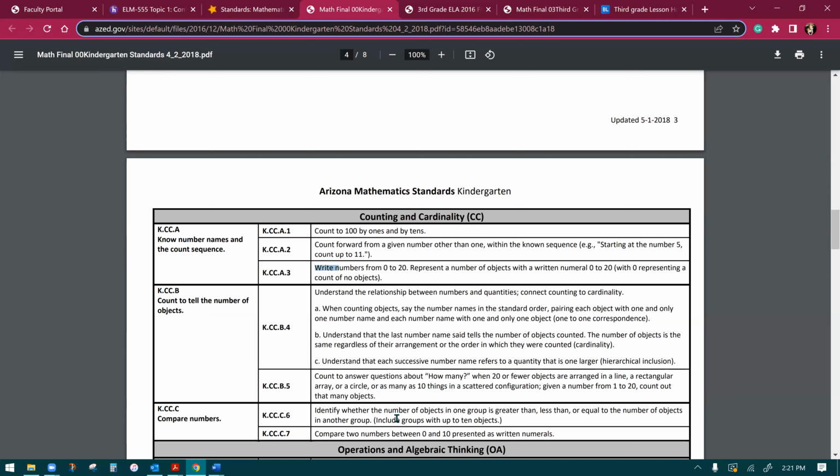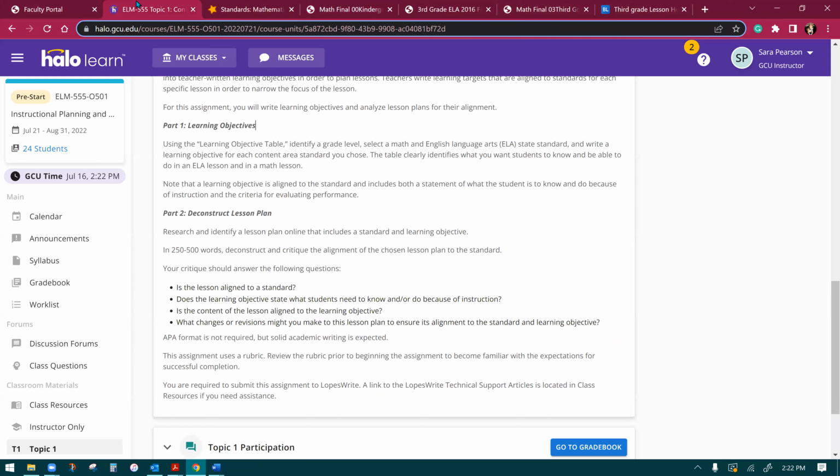If I picked this standard, this is all about writing numbers. So they can represent a number of objects with a written numeral. So for this one, the focus of the lesson would be on the writing. If the focus of the lesson is not on the actual letter formation, but rather counting how many, I would use this standard as my main standard. So look for those discrepancies as you're analyzing the lesson plan that you choose.